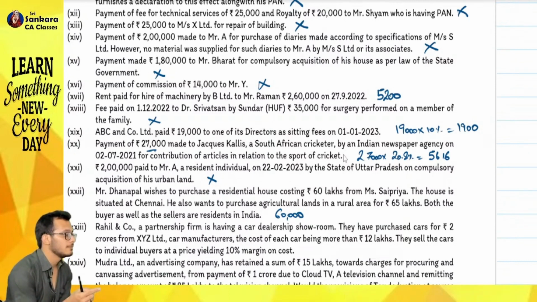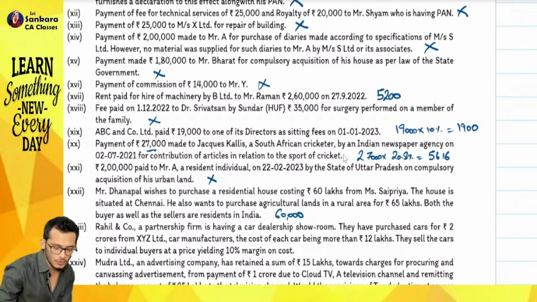But what will apply? TDS will apply. 194Q will apply at the rate of 0.1%. 2 crores into 0.1% is, you tell me, 20,000 under section 194Q.